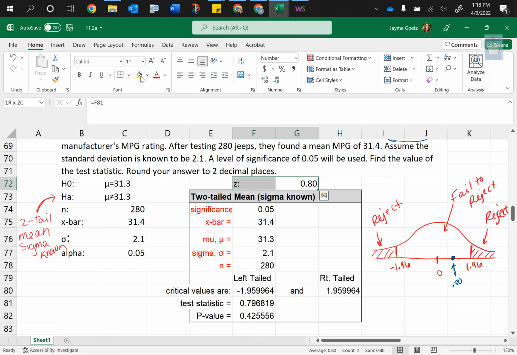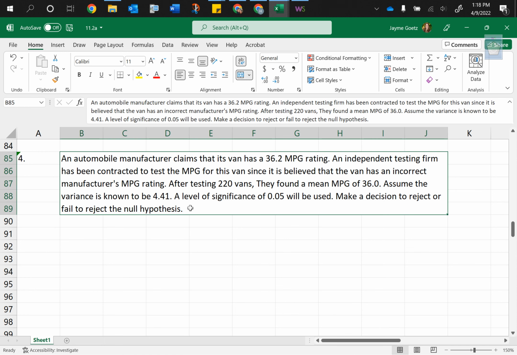All right. Let's go down to number 3. An automobile manufacturer claims that its van has a 36.2 miles per gallon rating. An independent testing firm has been contracted to test the miles per gallon for this van since it is believed that the van has an incorrect manufacturer's miles per gallon rating. After testing 220 vans, they found a mean miles per gallon of 36.0. Assume the variance, be careful there, variance is known to be 4.41. A level of significance of 0.05 will be used and make a decision to reject or fail to reject the null hypothesis.